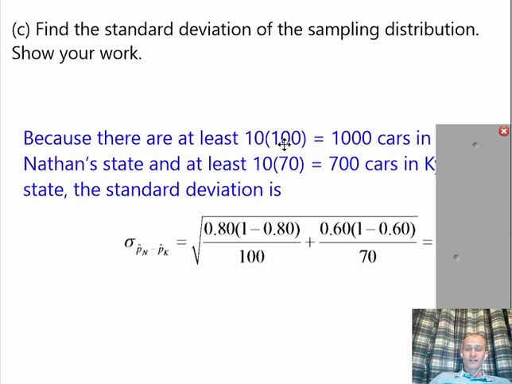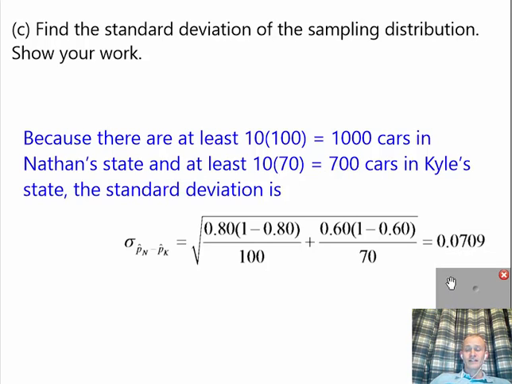Because the 10% condition is met, 10 times 100, 1,000 cars in Nathan's state, and any state of significant size is going to have more than 1,000 cars, and more than 700 cars in Kyle's state, this is appropriate, and the standard deviation that we end up with is 0.0709.